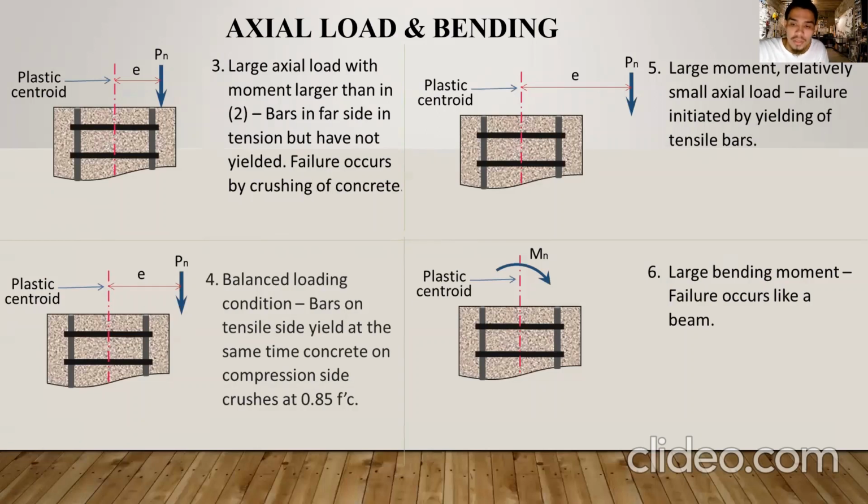Number 6, large bending moment. Failure occurs like a beam. So, dito, sa large bending moment, yung dahilan ng pagka-failure niya is from the beam. Kasi nagbe-bend over na yung beam. Nagbe-bend over yung beam kasi parang sobrang layo. Hindi na din kinakaya ng volume.